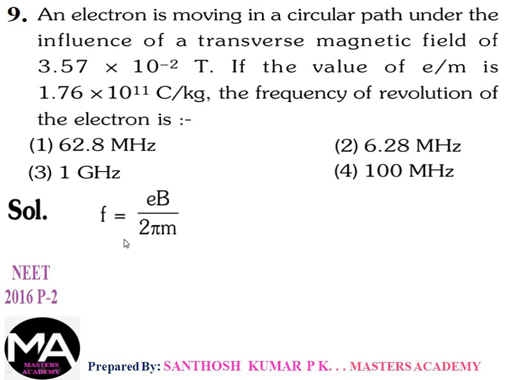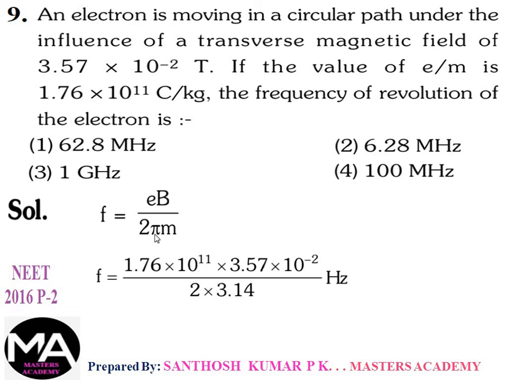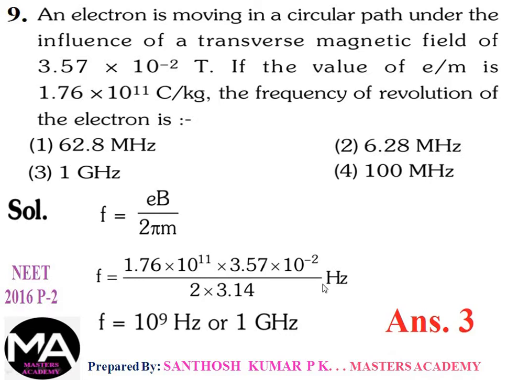Solution. We know that the frequency of an electron moving in a circular path is given by f is equal to eB divided by 2 pi m. So, e the charge of the electron, B the magnetic field, 2 pi and m. Here they have given the e by m ratio. You substitute e by m, 1.76 into 10 raised to 11, into magnetic field 3.57 into 10 raised to minus 2, divided by 2 into 3.14. So many hertz frequency. On calculating, you will get 10 to the power of 9 hertz, which is nothing but 1 gigahertz. So, option is the third one, 1 gigahertz.